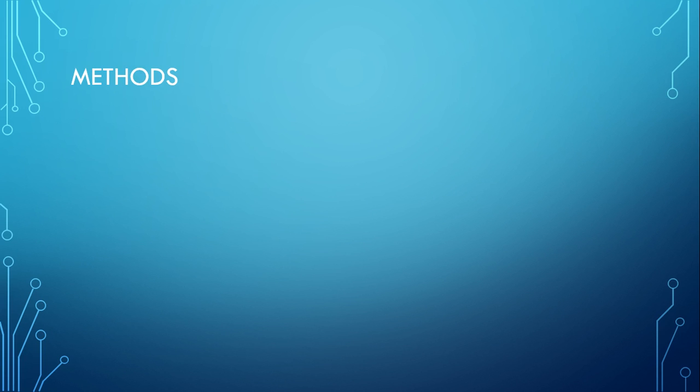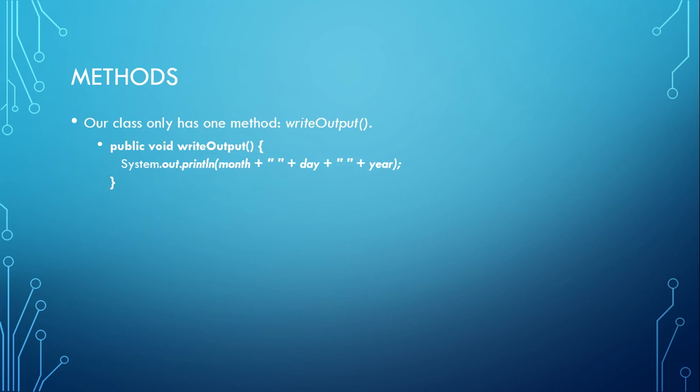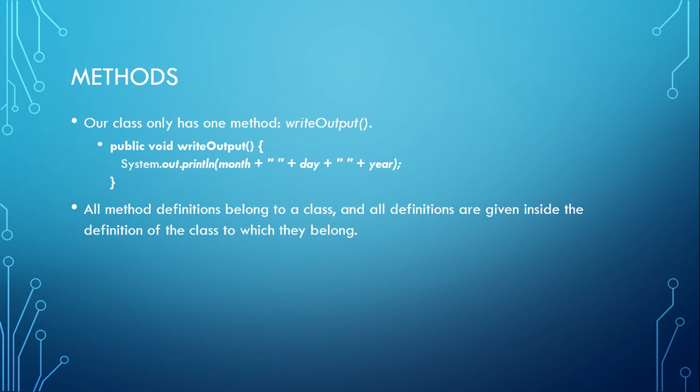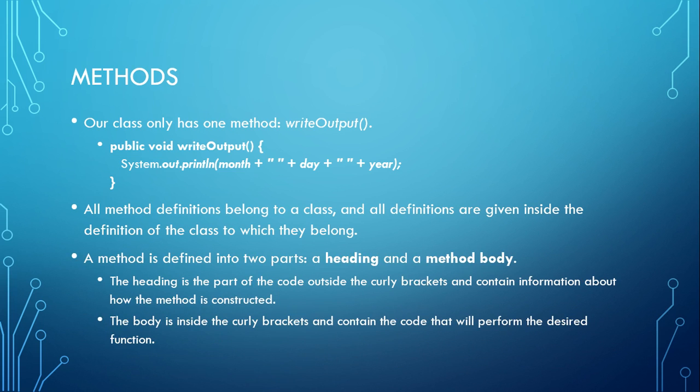Let's also talk about some methods. Our class currently only has one method, and that is writeOutput: public void writeOutput, System.out.println, month plus day plus year. A pretty simple method. Now, all method definitions belong to a class, and all definitions are given inside of the definition of the class to which they belong, which in this case means that writeOutput belongs to our DateFirstTry class. A method is then defined with two parts.